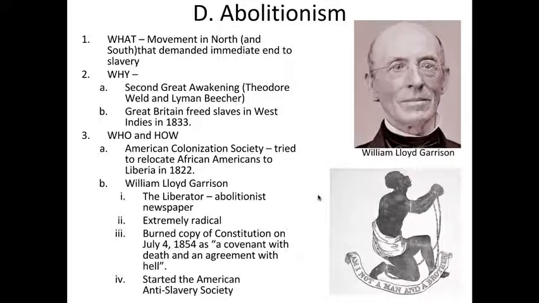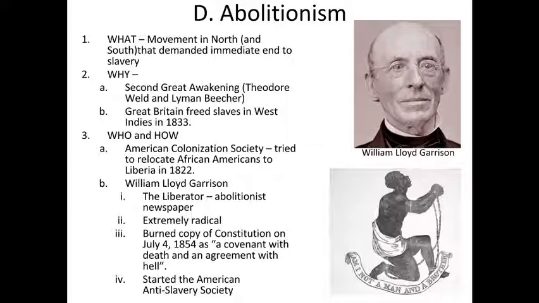So abolitionism in the South, in the North, or in the country as a whole, really started to increase. So what was abolition? Abolition was a movement in the North and South that demanded immediate end to slavery. Why was this happening? Well, it started with the Second Great Awakening. So as more African Americans were joining in Christianity and started developing their own culture within the church, the leaders like Theodore Weld and Lyman Beecher were one of the ones who led the Second Great Awakening, and they saw slavery as an evil.